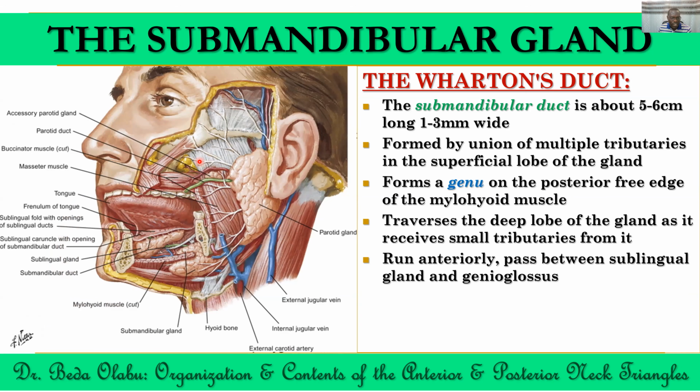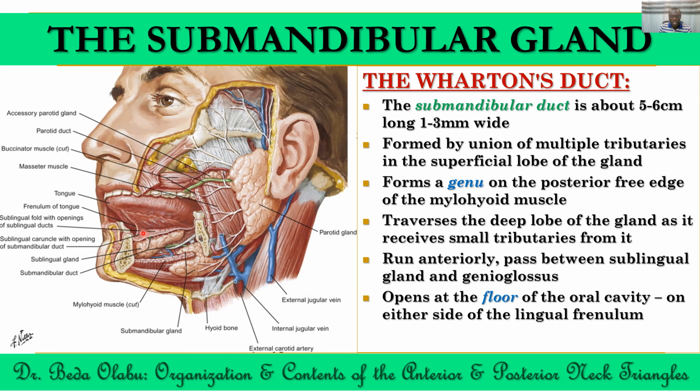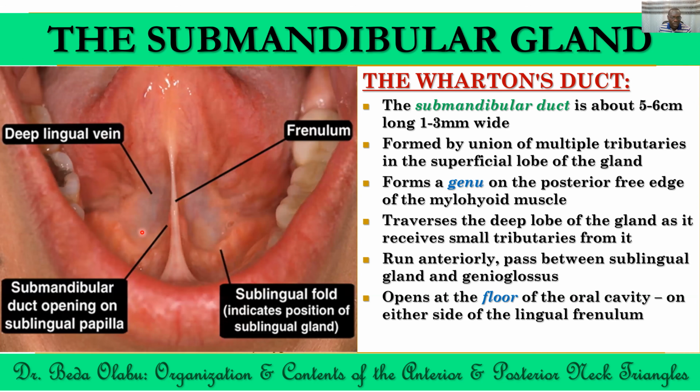After that, the duct will come. So it's passing through here, the green one, medial to the sublingual gland, then opens somewhere there. So that opening is at the floor of the mouth. It will pierce the oral mucosa of the floor of the mouth to drain there just below the tongue on either side of the lingual frenulum.